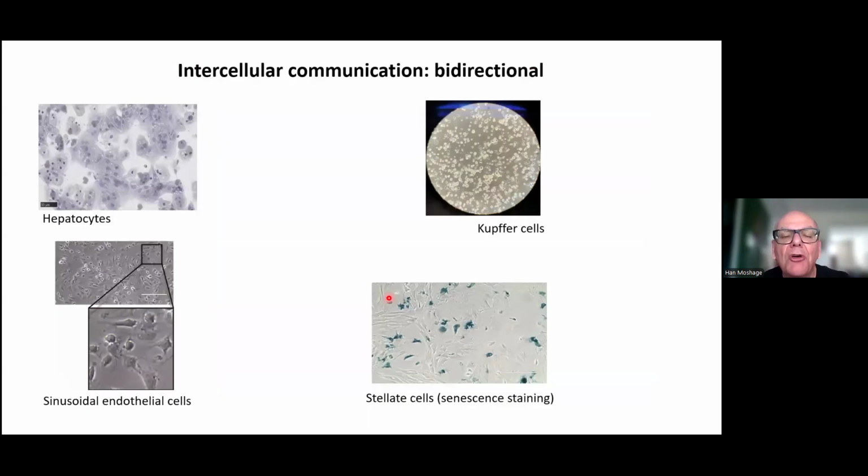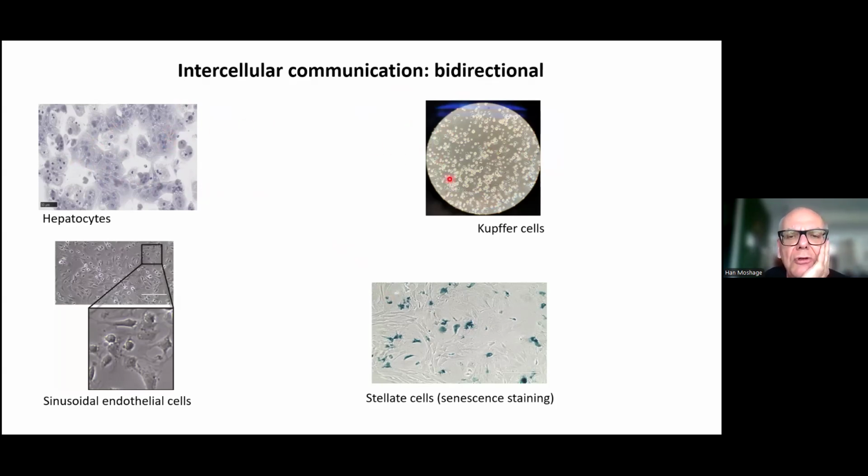In our laboratory in Groningen, we are interested in how these cell types influence each other during the development of liver diseases. I already mentioned hepatocytes, Kupffer cells, the liver-specific macrophages, the sinusoidal endothelial cells, the endothelial cells that line the sinusoids, the small blood vessels of the blood canals in the liver, and stellate cells. In our laboratory in Groningen, we are able to isolate all these liver cell types from rat liver. So we can isolate the different cell types from the liver, and we can put them in culture.